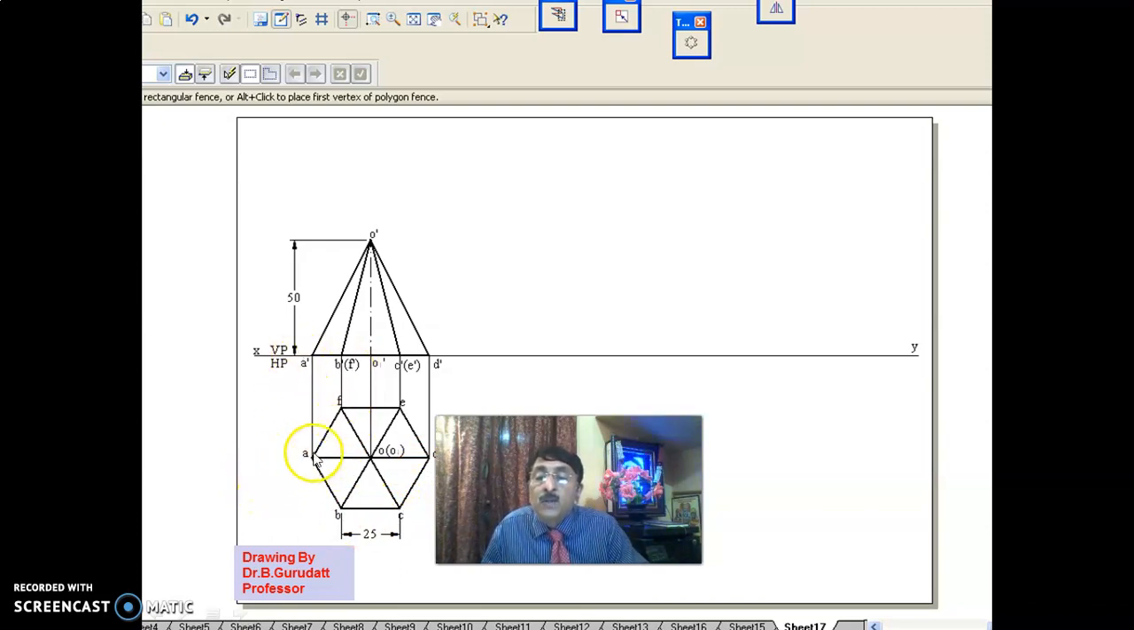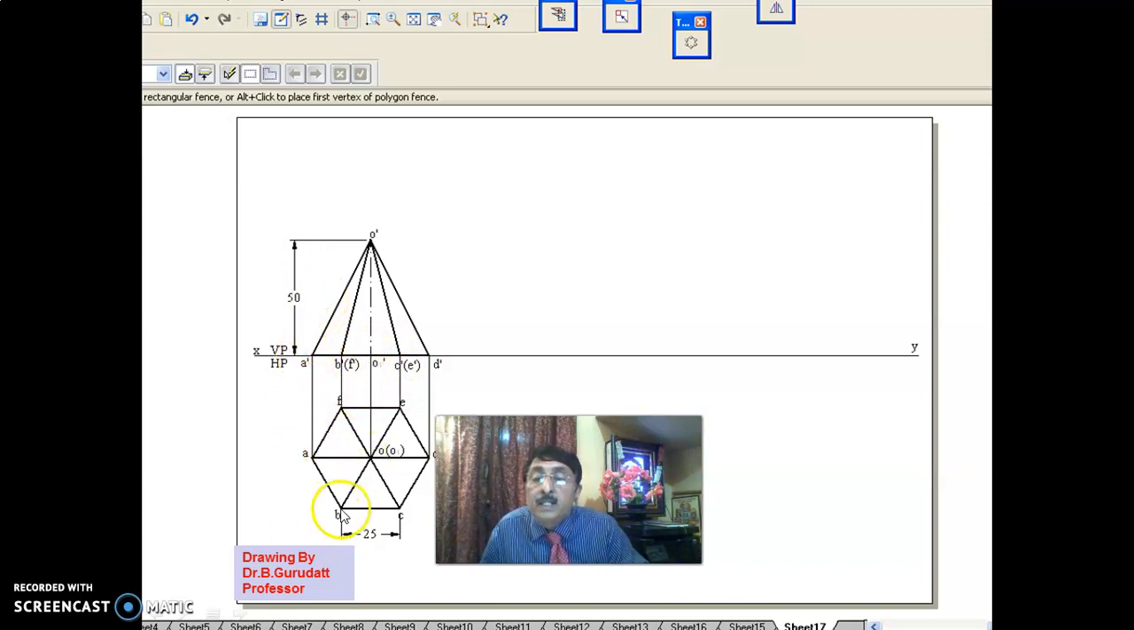Now you draw the hexagonal pyramid in this position and draw OA, OB, OC, OD, OE, OF and O1 being the axis. Totally 12 edges are here. In the same way, complete the front view. Complete the front view with height as 50.